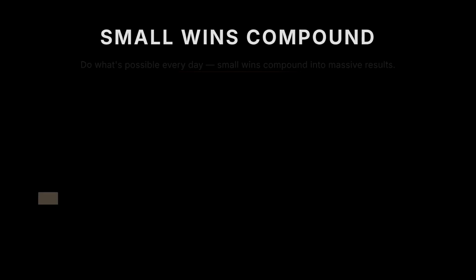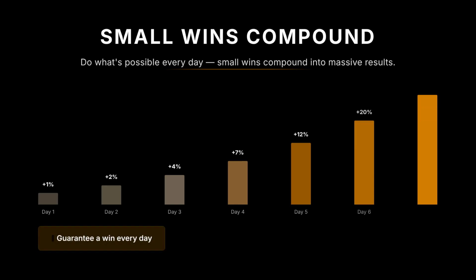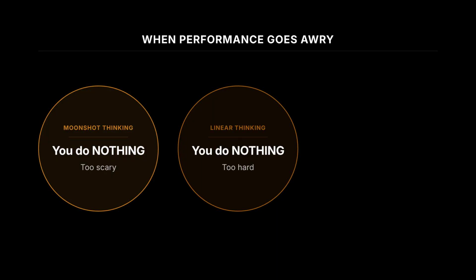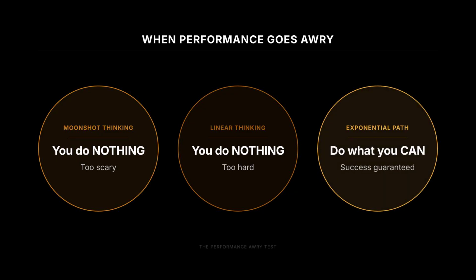And the value of this is that if you are struggling psychologically or physically, then you will guarantee a win every day, and you will build confidence and competence because you will be giving yourself reps no matter what, right? Because in the 10x thinking, moonshot thinking, if your performance goes awry, you might just not do anything at all because it's too scary. In the linear thinking, your performance might go awry and you might not do anything because it's too hard. In the exponential idea of do small steps until they grow, the whole point is you only do what you can. And so success is always guaranteed in some capacity.